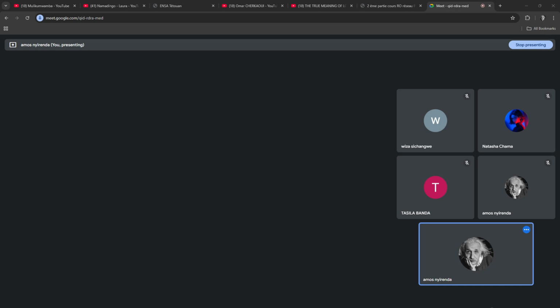And then after, now I can see that my screen has disappeared. Is it the case for everyone? Has the screen disappeared? No. It's still there? Okay, I think it's my network.